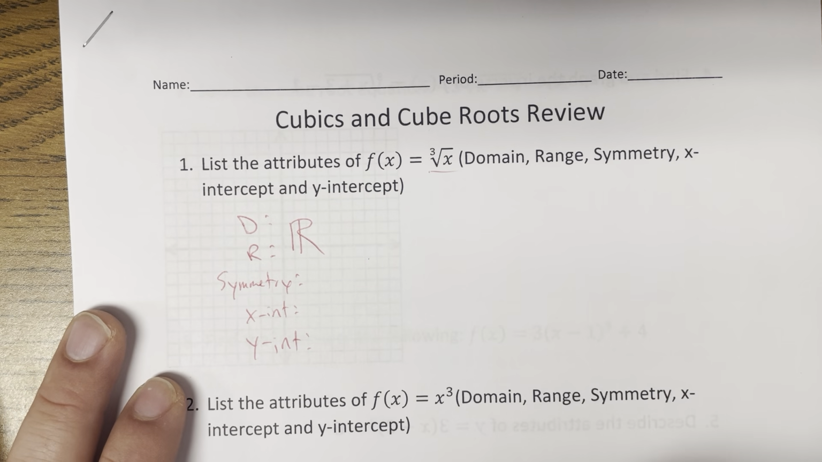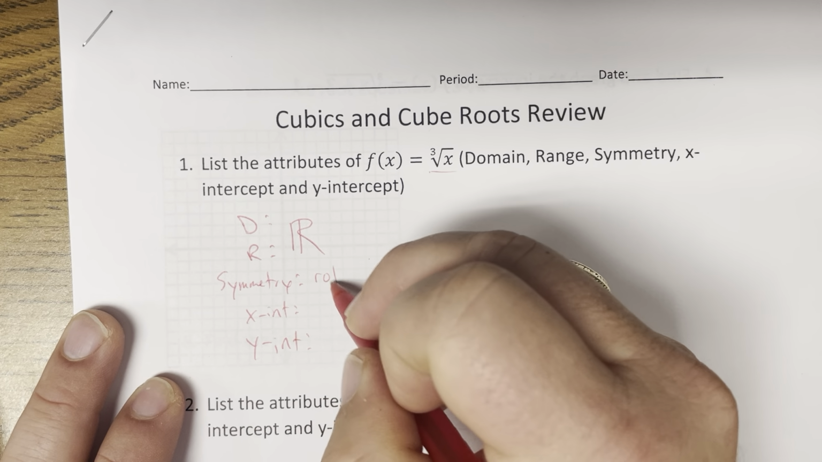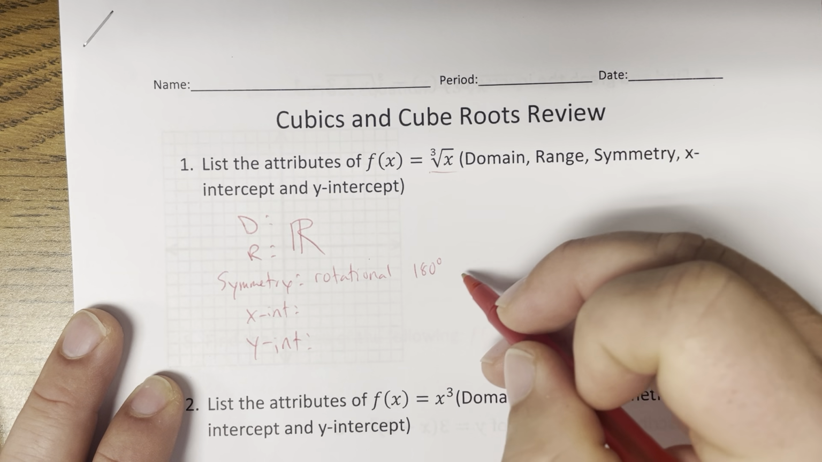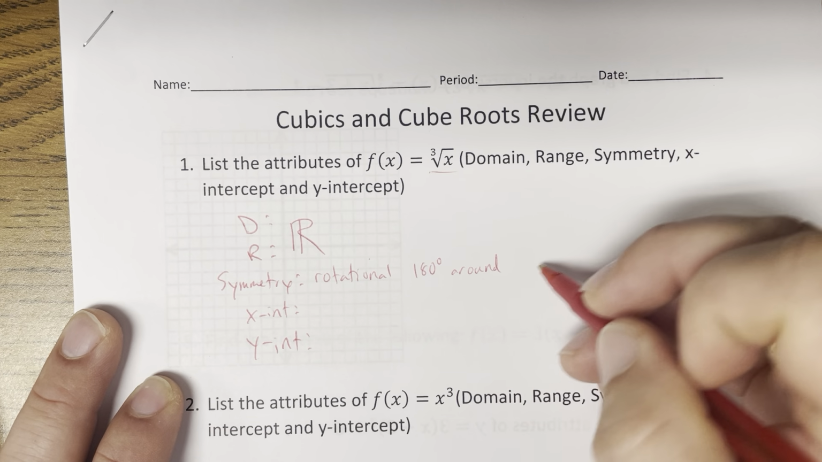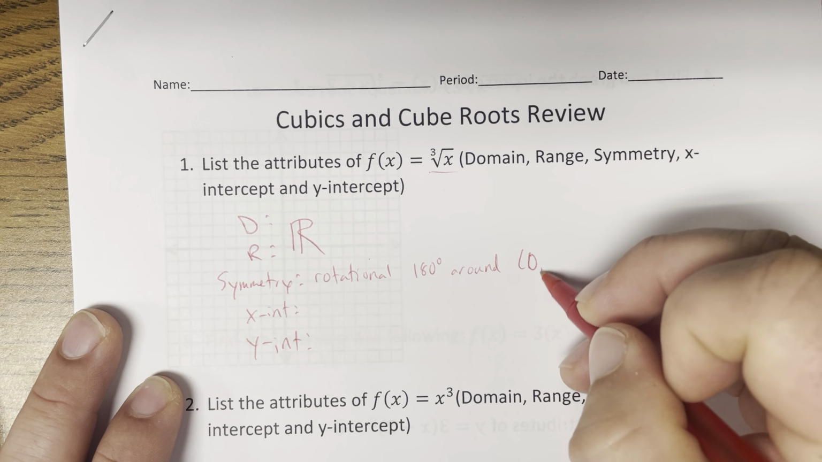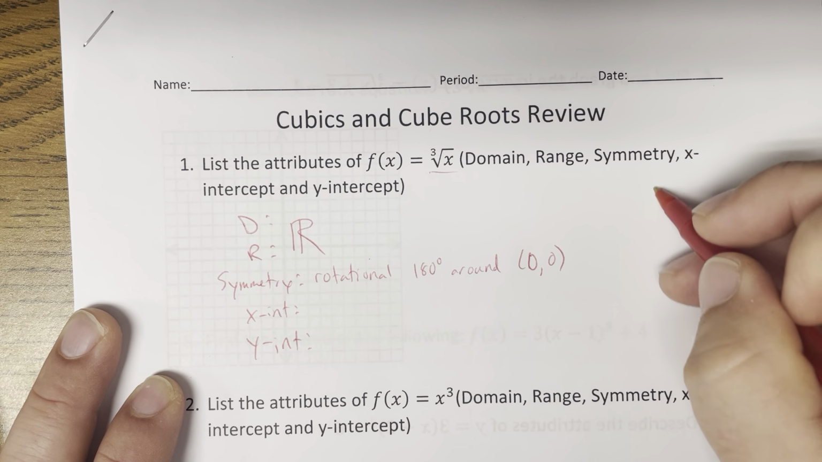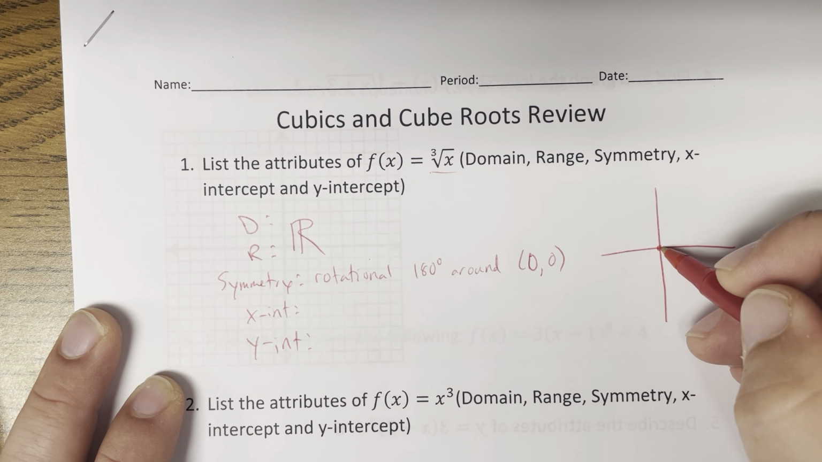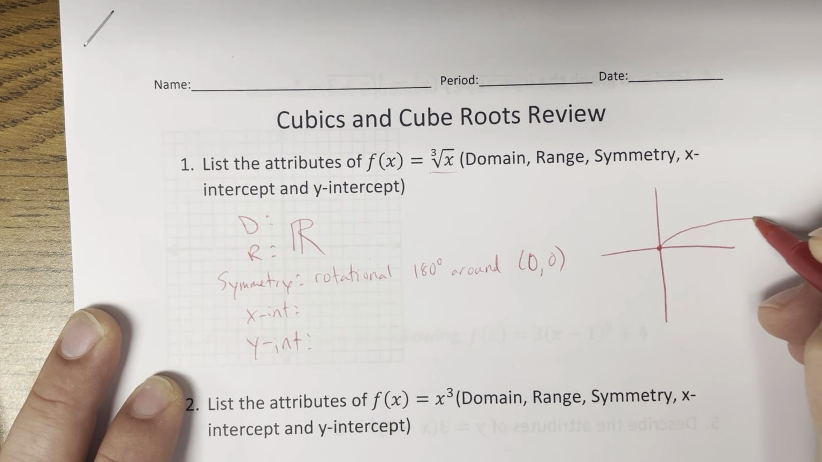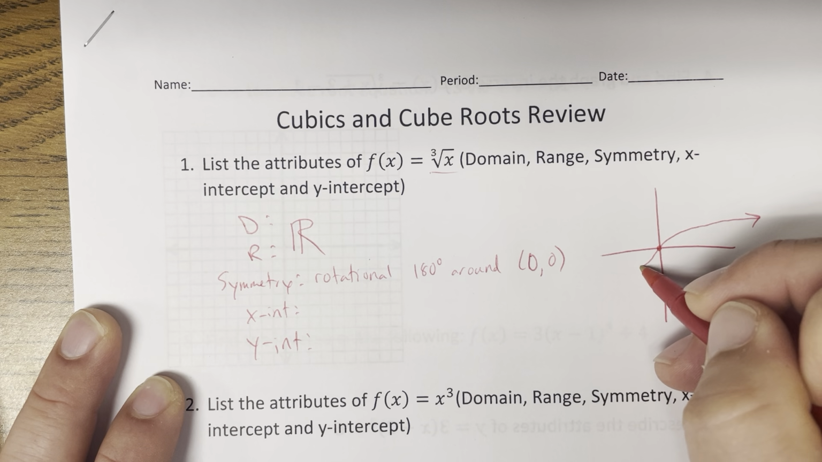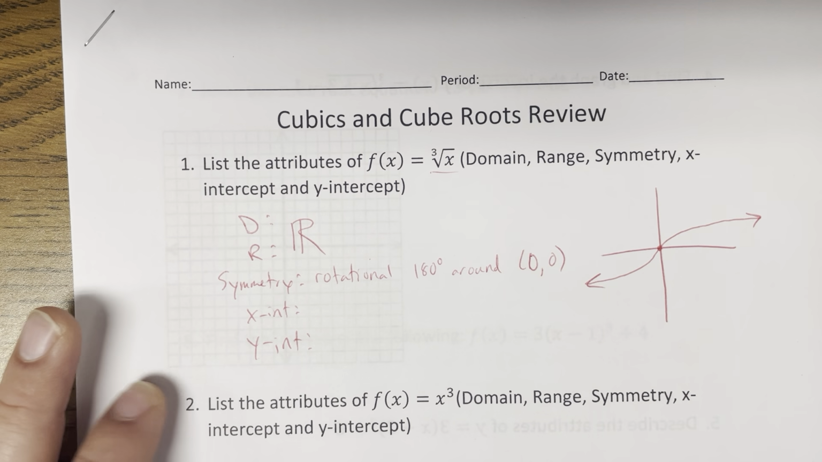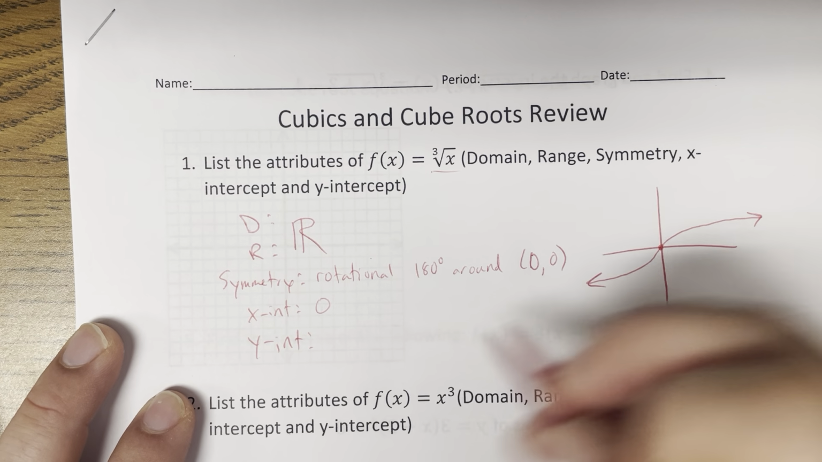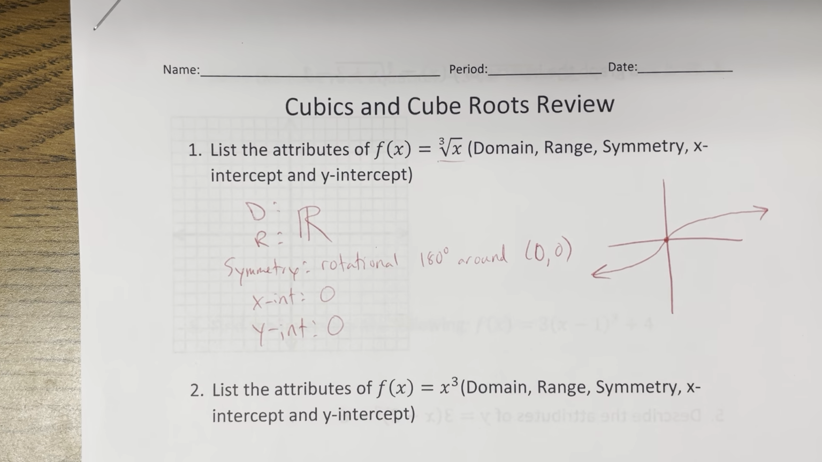Domain and range of every single cubic or cube root is all real numbers, so that's going to be true every time. My symmetry is rotational, 180 degrees around the inflection point. On this one, that's (0, 0), because this graph of a cube root starts at (0, 0). That's the starting point. The inflection point is going to go horizontally like that. Then my x-intercept goes through at 0, and my y-intercept also goes through at 0.